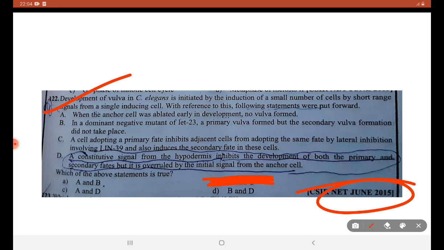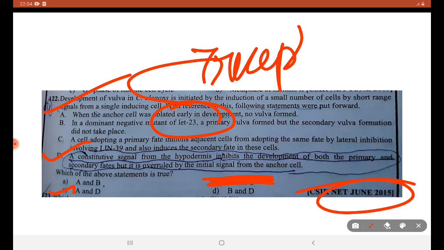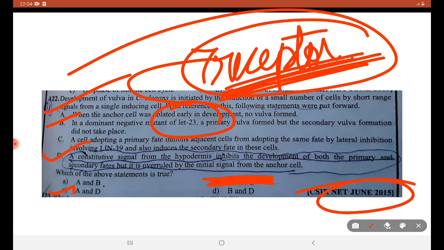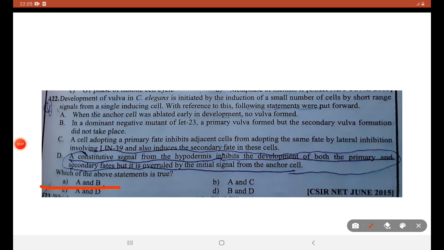A constitutive signal from the hypodermis inhibits the development of both primary and secondary fate, but it is overruled by the initial signal from the anchor cell. Absolutely correct statement. Now coming to B, a dominant negative mutant of let-23. What is the meaning of let-23? It acts as a receptor for all the signals from the anchor cell. If that is absent, that is, mutant, then the other things will not occur. B is a wrong statement. So, clarifying, C is the right answer.